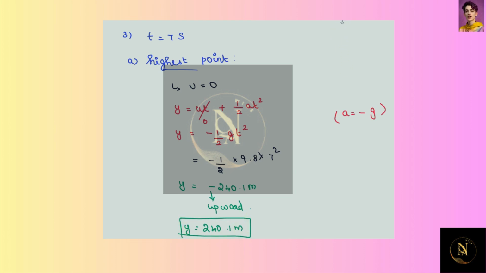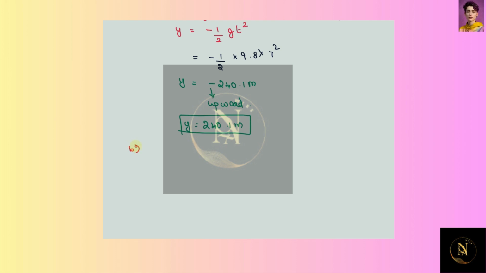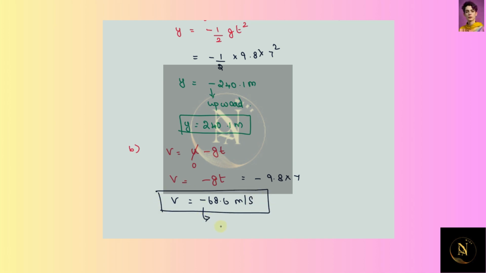And for the second part, we have to find the velocity at which the ball returns to the ground. So this can be calculated using v is equal to u minus gt. In this case u is 0, so v is equal to minus gt, and this gives minus 9.8 into 7, and the velocity will be equal to minus 68.6 meter per second. So this is our next answer. Here the negative sign indicates that the ball is moving downwards. Therefore, the velocity of the ball when it returns to the ground is approximately 68.6 meter per second.